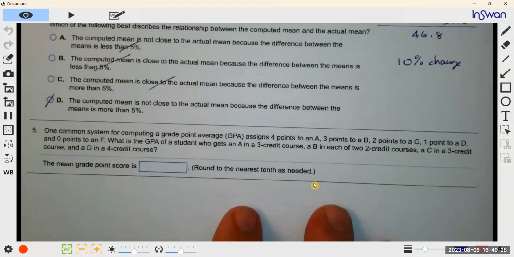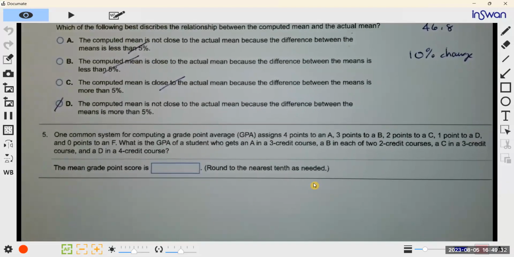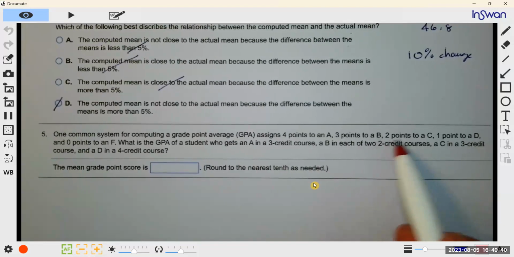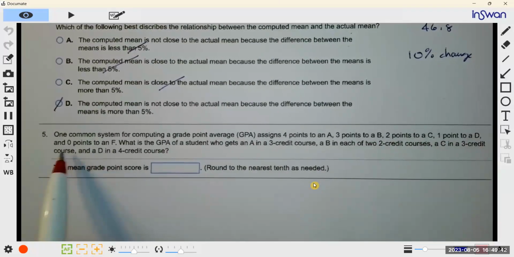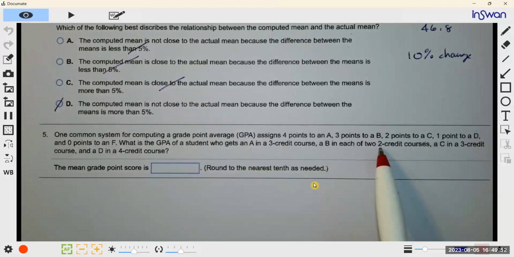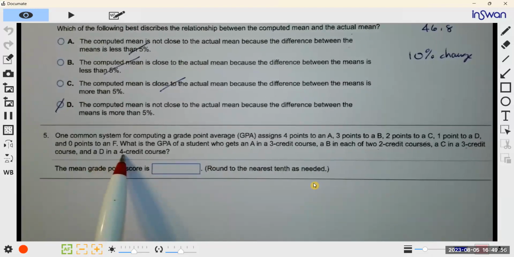Now number 5. One common system of computing grade point averages, GPA, assigns 4 points for A, 3 points for B, 2 points for C, 1 for D, and 0 for Fs. So what is the GPA of a student that gets an A for a 3-hour course, a B for a 2-hour course, a C for a 3-hour course, and a D for a 4-hour course?